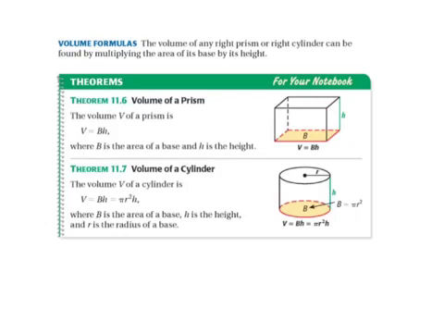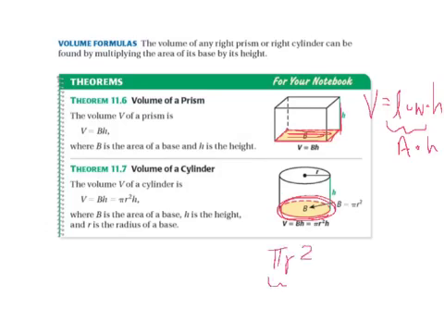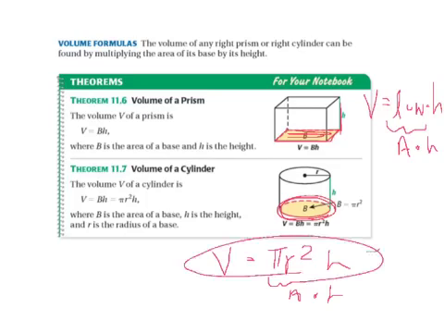So the area of whatever two-dimensional piece you can find times the height, or what we learned, length times width times height. Where this right here is the area times the height, which is volume. And here, the base is a circle. So we get pi r squared, which is the area, times the height. So basically, volume of a cylinder is right here, and volume of a prism is right there. So remember those two things.